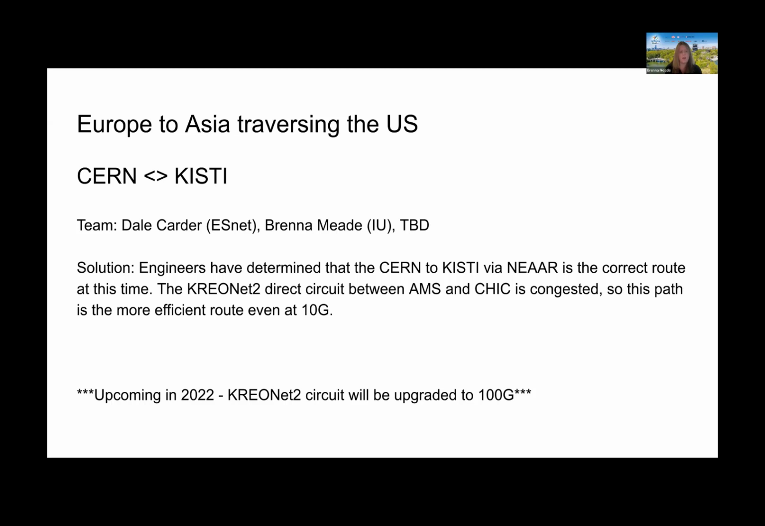Upcoming this year, hopefully this year, potentially into next year, the KREONET 2 direct circuit between Amsterdam and Chicago is congested. So this path is the more efficient route right now, even at 10 gig. However, this year, the KREONET 2 circuit will be upgraded to 100 gig. And we need to look back at this case. That's why we still have it, to see once that circuit is upgraded, if routing changes correctly and we see improved performance between those two locations.